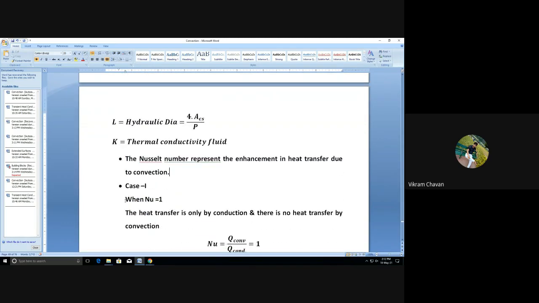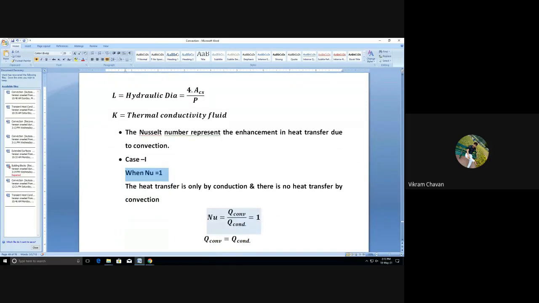Consider case number 1, when the Nusselt number is equal to 1. What will happen? In that case, we have to consider that heat is transferred in the fluid due to conduction only. If the Nusselt number is equal to 1, the heat is transferred because of conduction only in the fluid, and there is no heat transfer by convection.